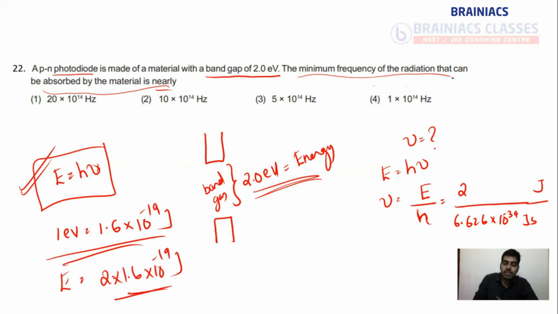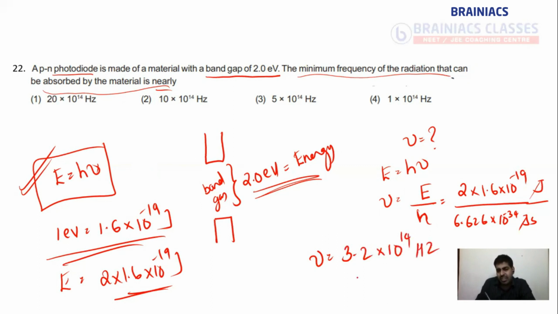So 2 electron volts means 2 into 1.6 into 10 raised to minus 19 joules. So instead of 2 electron volt, you can write 2 into 1.6 into 10 raised to minus 19 joules. Joules and joules cancel each other. So frequency is equal to 2 into 1.6 into 10 raised to minus 19 divided by 6.626 into 10 raised to minus 34, you will get nearly 3.2 into 10 raised to 14 hertz.